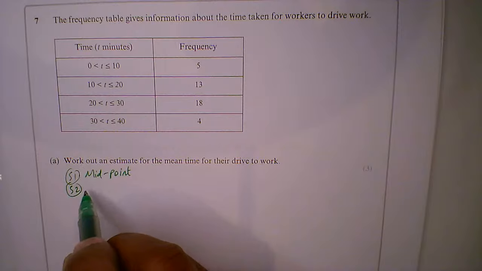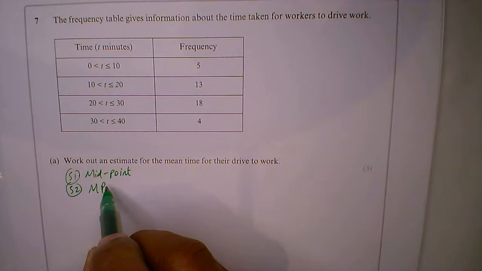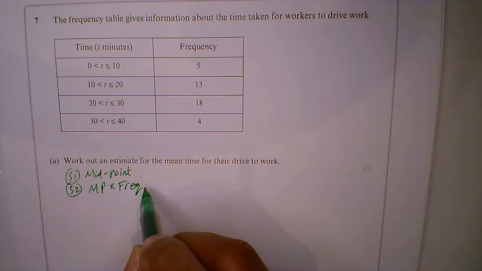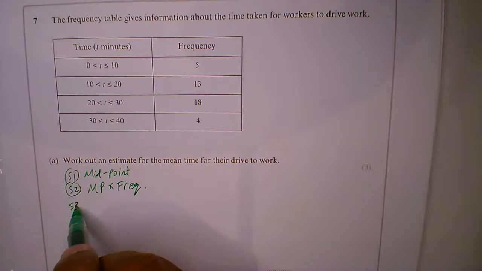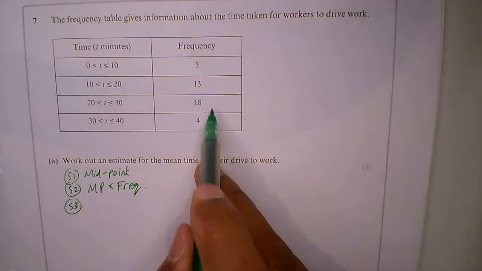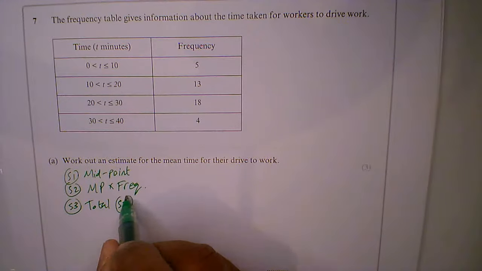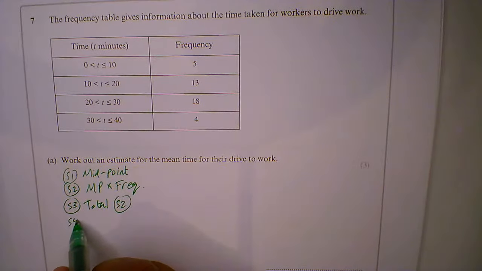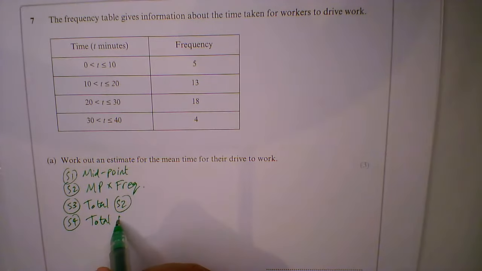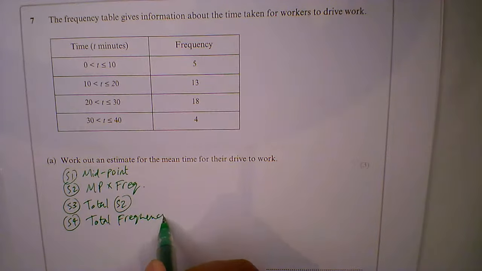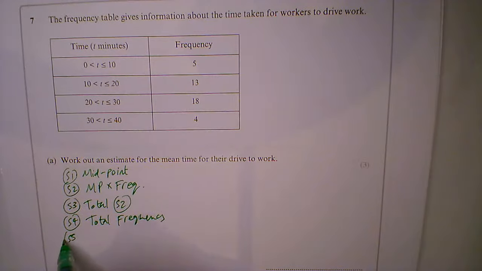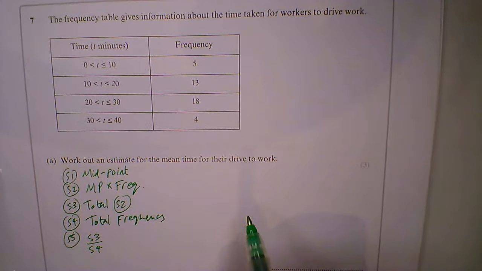Step 2 is we multiply the midpoint times by the frequency. Step 3 is we do the total of step 2. And step 4 is we do the total frequency. And then step 5 is we divide step 3 divided by step 4, the numbers that we get there.